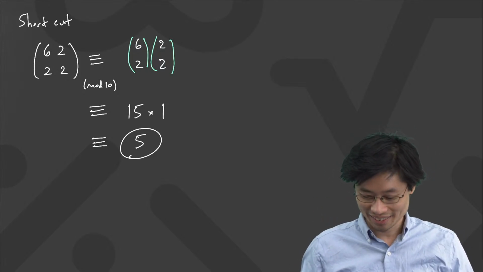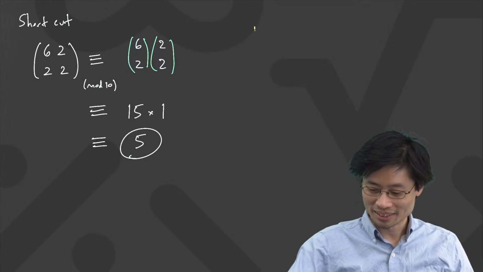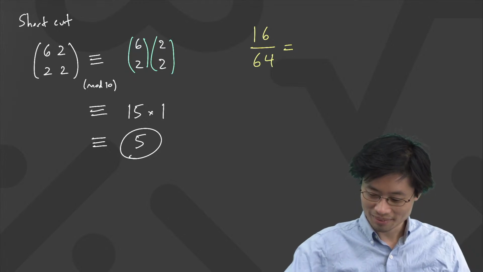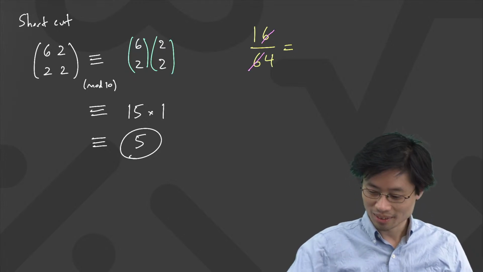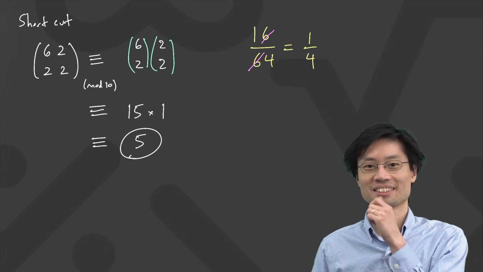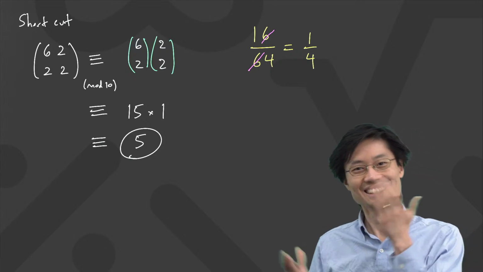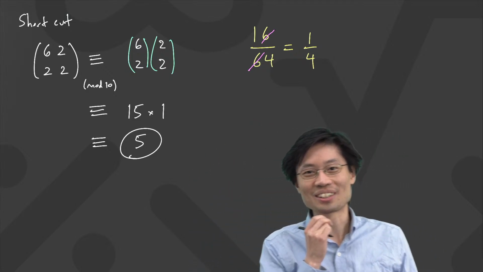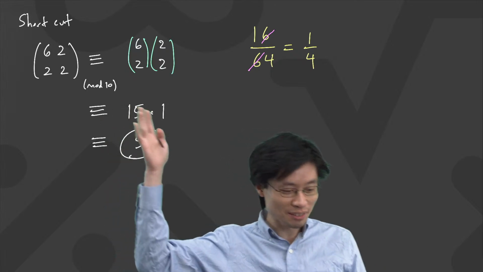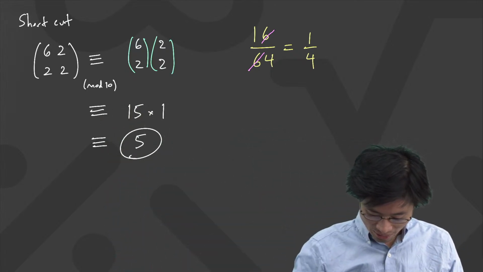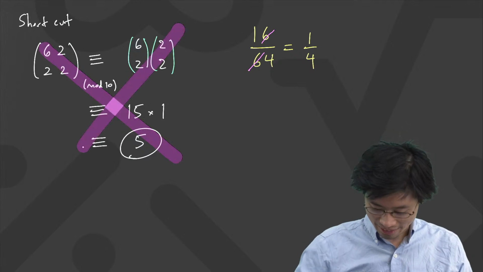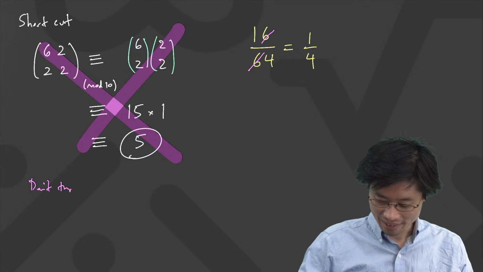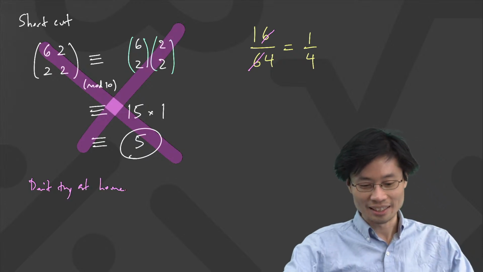If you believe that, you should also believe this. 16 divided by 64 equals, cancel, 1/4. It's true. Okay, so something's going on here. So first of all, no. Be very careful. This is not the case. Don't try this at home. There's something else that's going on.